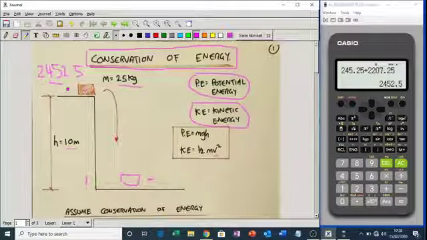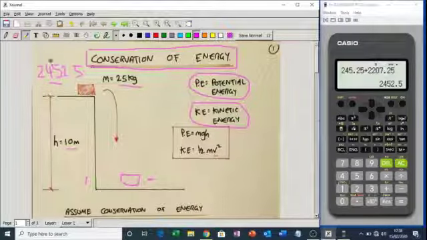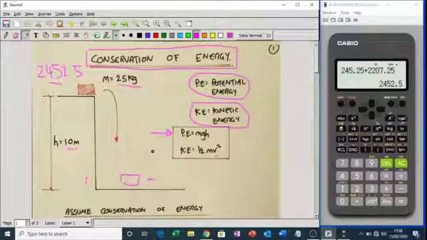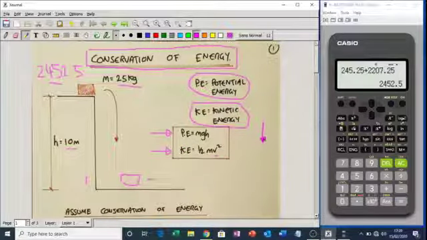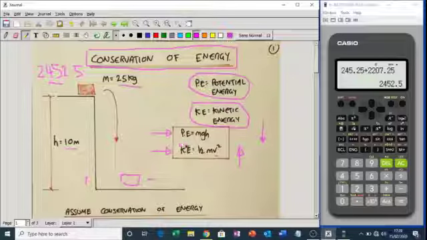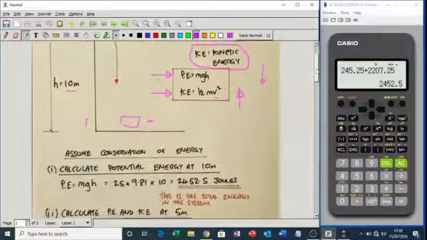So once you've worked out the total energy at the top, that total doesn't change. The only thing that changes is the form of energy. As we lose height, PE comes down, because the height's getting less. But as it's getting faster, the KE goes up. But PE plus KE has got to equal the total, which in our case is 2452.5 joules, ignoring friction, heat, etc.